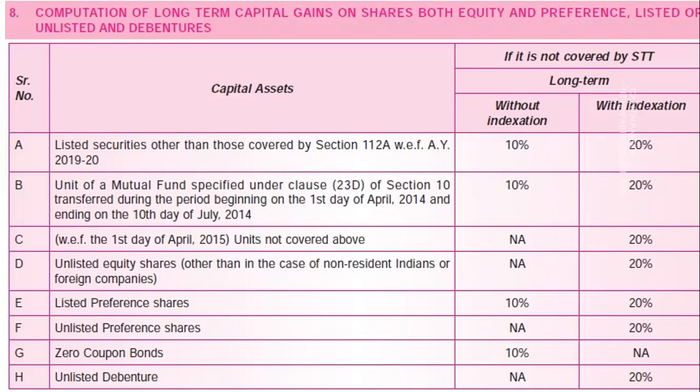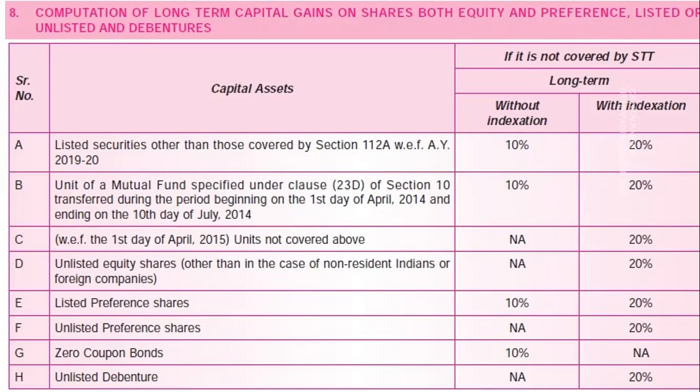Listed security other than those covered under section 112A with effect from 2019. So what does it mean? That I have got 100 shares of Reliance and I don't sell it through the stock exchange. I sell it to my friend. In that case, it is not covered under 112A, and I have to pay tax without indexation at 10%, with indexation at 20%. Clear? Reliance, though I bought it by paying STT, I sold it to my friend, not through the stock exchange but through a demat slip, so without indexation 10%, with indexation 20%.